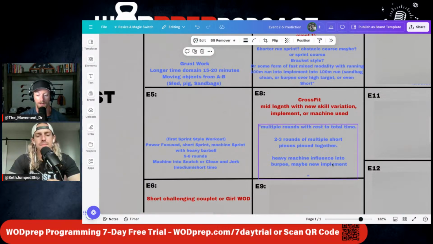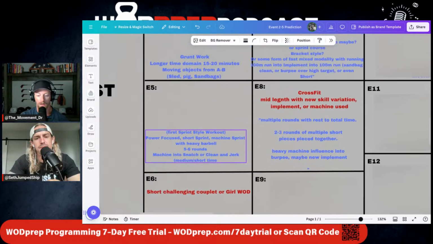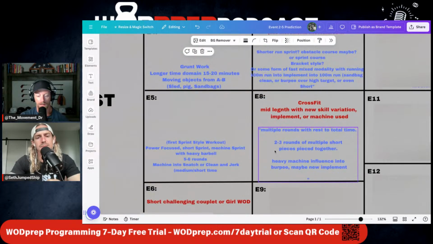I think a new implement would work really well here. I'd like to see a heavy machine. We haven't really done a ton of machine work at this point. And so I'm thinking a medium total time range, maybe a few rounds of it with a short rest to really emphasize recovery.